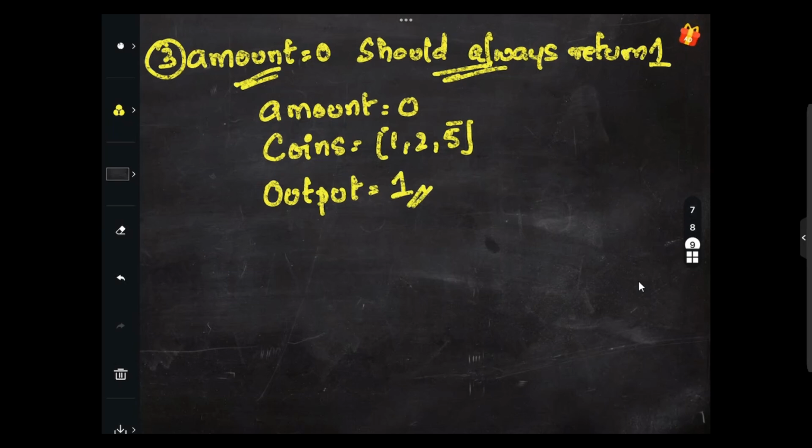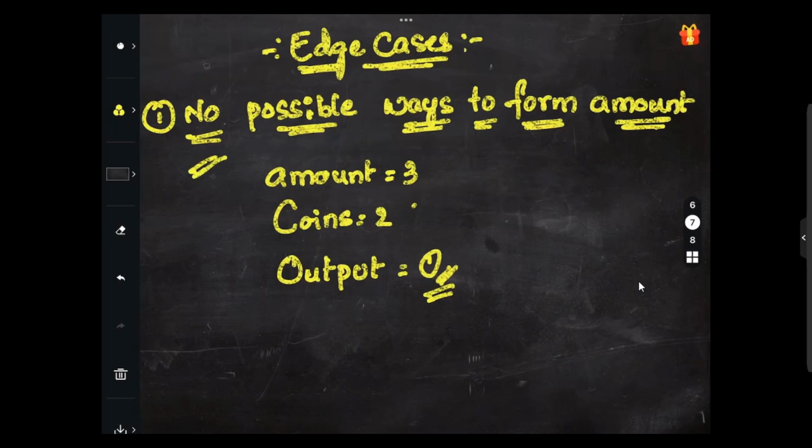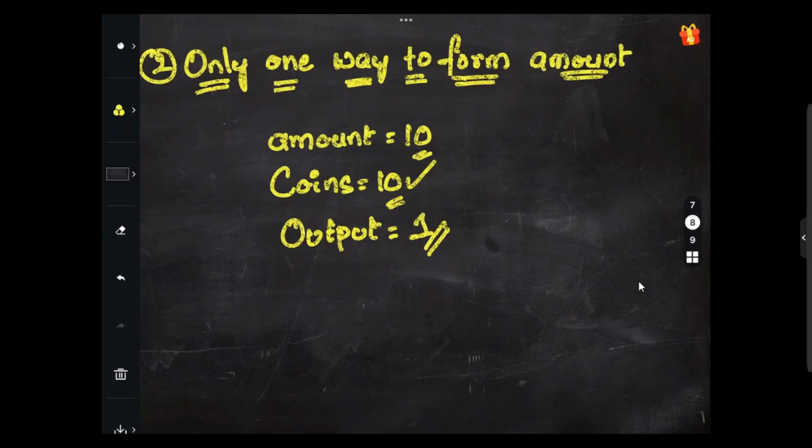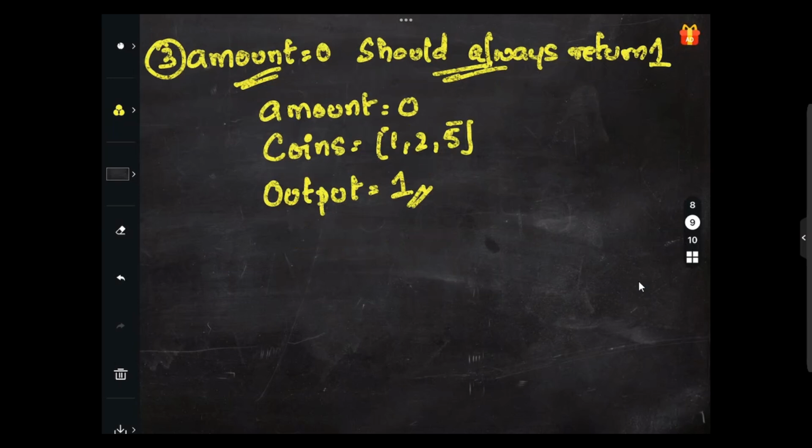So these are the 3 edge cases that we need to consider. The first one was no possible ways to form the amount. The second one was only one way to form the amount, and the third one was amount equals 0. When the amount is 0, it should always return 1. I hope these edge cases are completely clear. I hope the edge cases as well as the approach that we went with, by considering the first example, are completely clear. Now let's start writing the code.